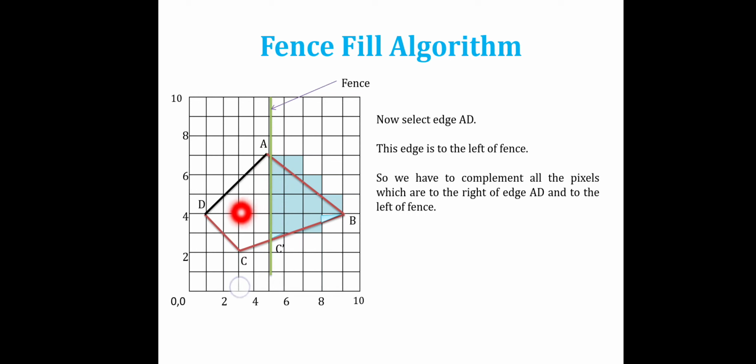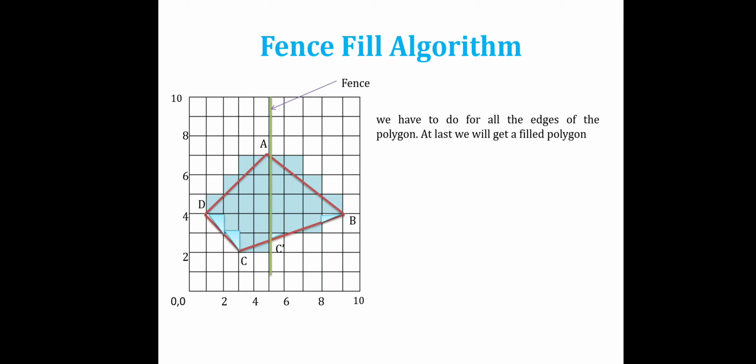So which are the pixels which come under this AD and AC? These many pixels are in between this fence and this line AD. So I am making those pixels on. You can see here, this way we are complementing the pixels, means we are changing the background color to a fill color, right. And in the same way we have to apply it for each and every edge, until we get the filled polygon. So in this way our polygon is getting filled, right.